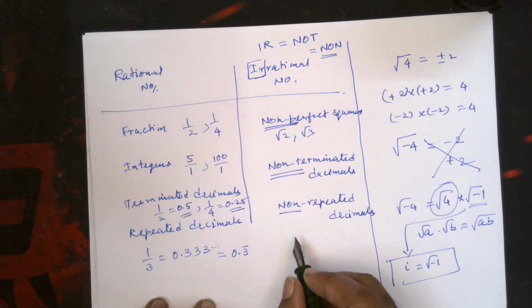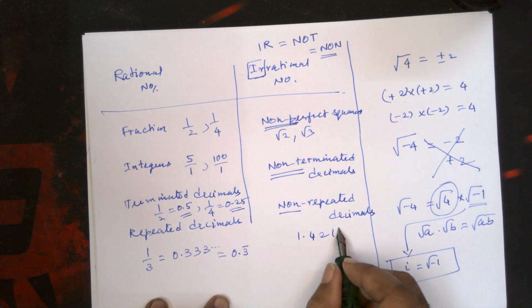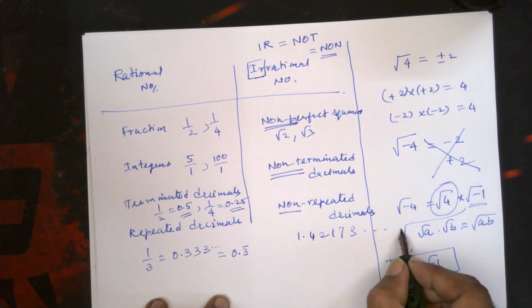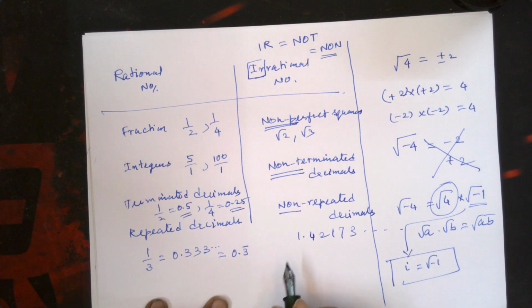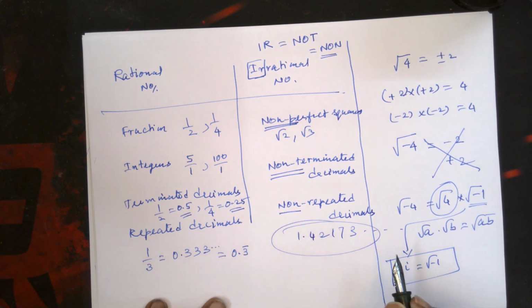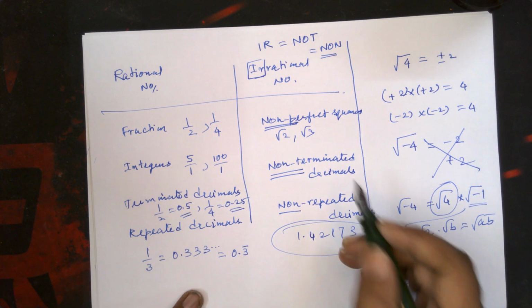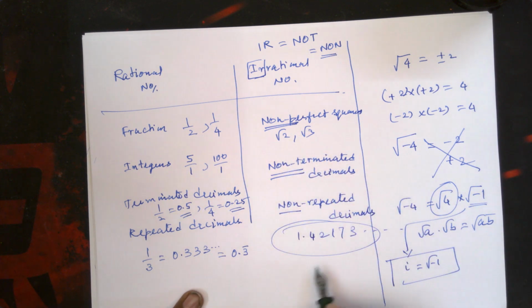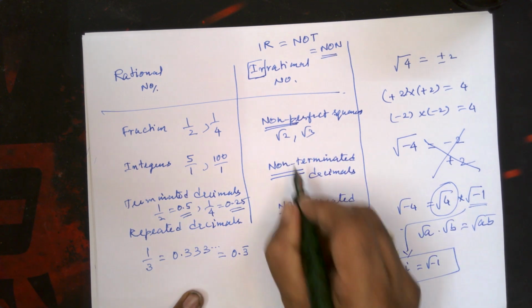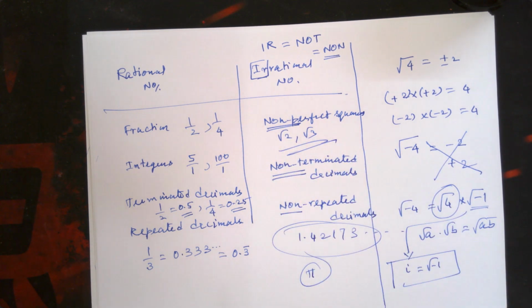Okay. It will go like this: 1.4217. If it goes like this, there is no repetition and it is never ending. Such numbers are called what? Irrational numbers. So the best examples for irrational numbers are root 2, root 3, the pi value, etc., and these are all non-perfect squares. Got it? Okay, right.